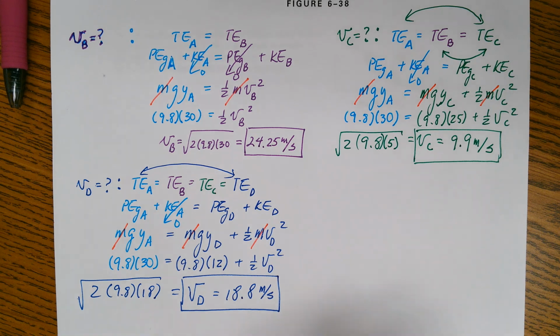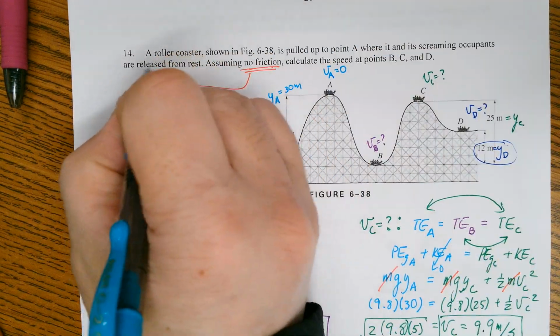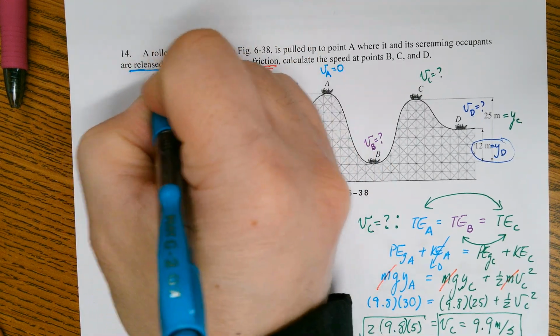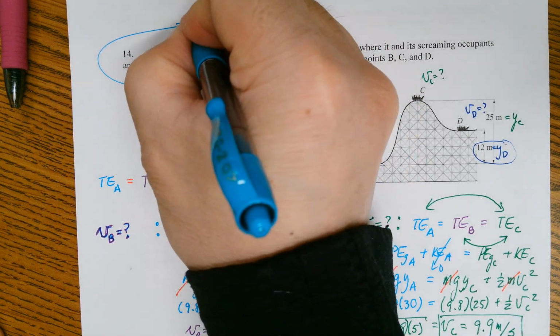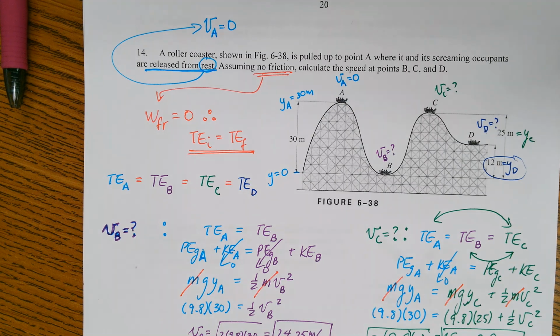Mr. Ken, how do you know that vA is zero again? v at A? Oh, that's because it says here it's released from rest. Yeah, that tells us that my v at point A is zero. Good question.